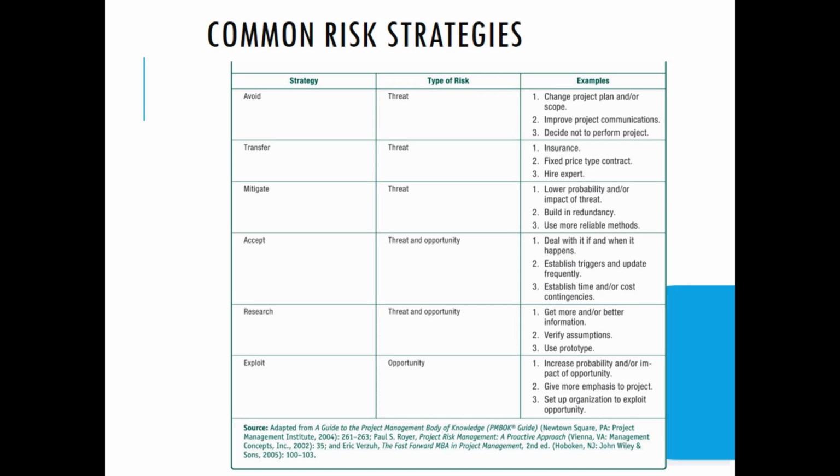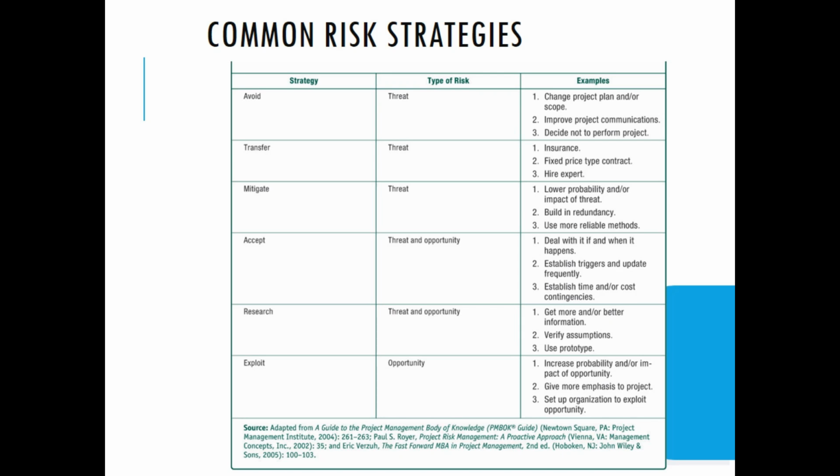First, let's talk about avoiding a risk. We might not be able to use the avoid strategy on a major risk, but commonly we use this strategy for a threat, that is, a negative risk. An example is to change the project plan or scope, or doing some improvements like improving the project communication, or deciding not to perform the project. These are some examples of how we can avoid a risk.